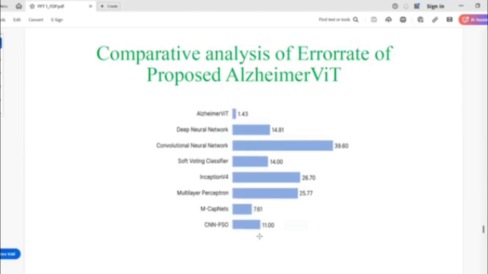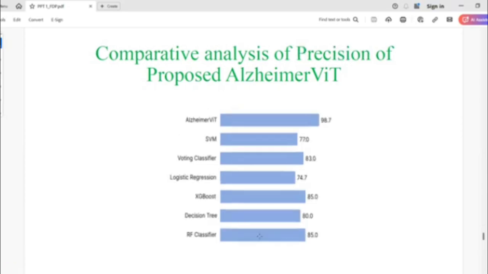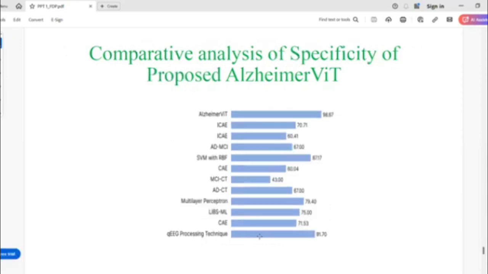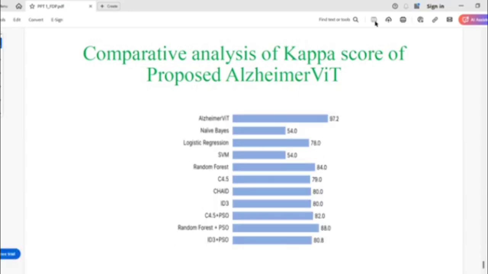And this is the error rate when compared with other models. This is one of the performance measures for precision. I had done some experimentation for recall. And this is the specificity factor. Kappa score. These are the various performance measures that have been tested.